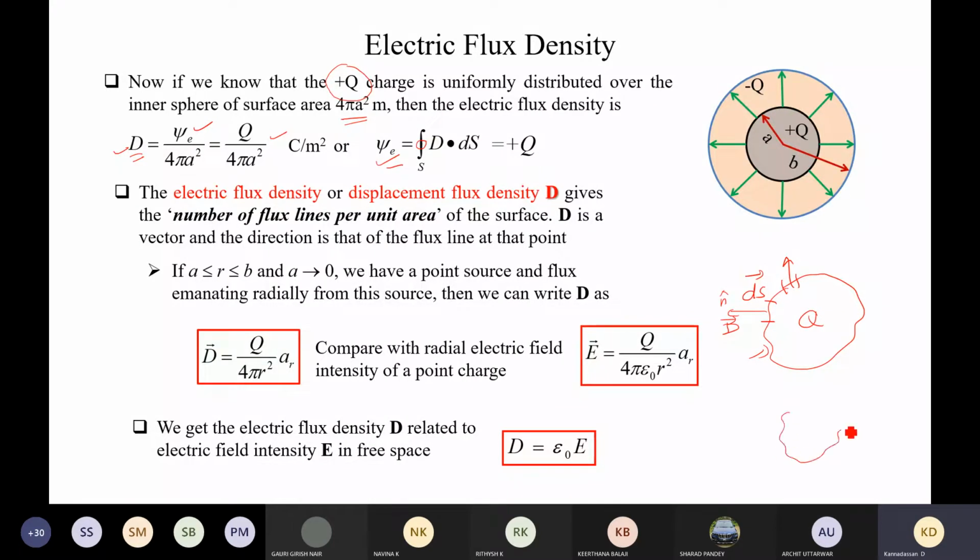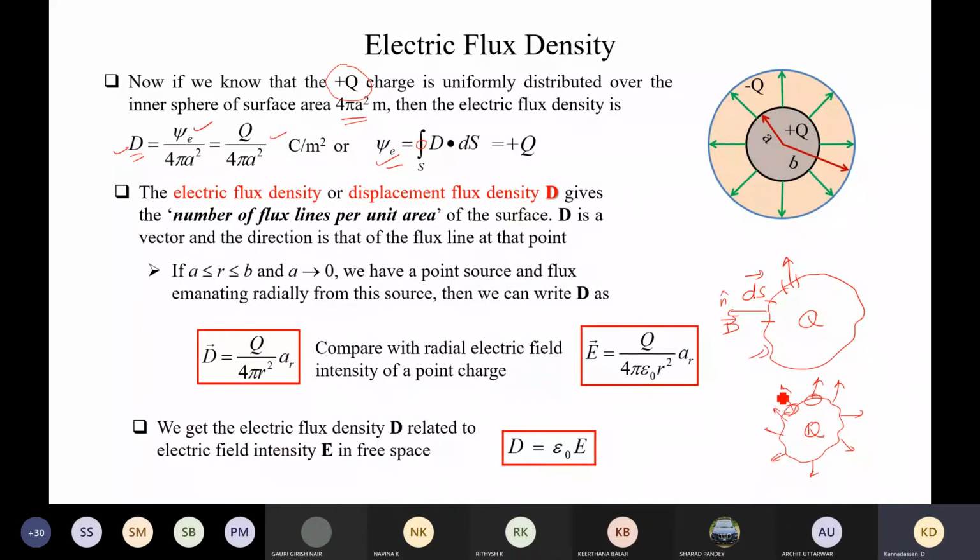Assume that I have a randomly shaped body which is charged. Okay, and this charged body is always going to exert the field in all directions, and it will be perpendicular to the local surface. Here the local surface is different, here the local surface is different. However, this flux will always be perpendicular to that. Now my objective is to calculate the total flux exerted out of this charged body.